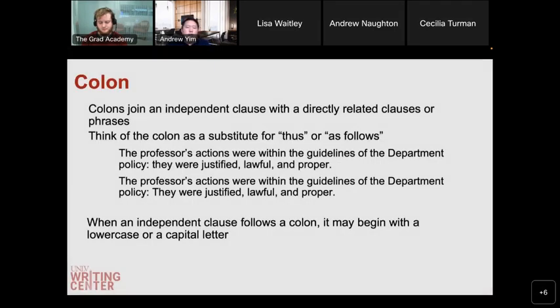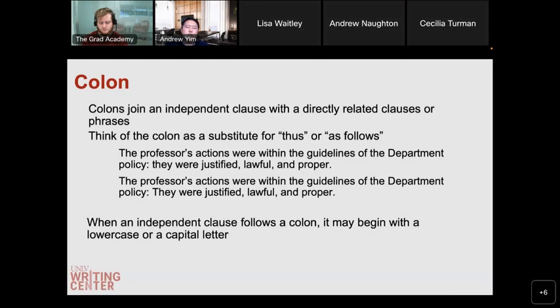So in addition to the semicolons we've talked about, we can also use colons in our overall paper. A colon is the two dots, and often you can use it as a substitute for "thus" or "as follows," or you can also use it for a sentence that is related to the previous sentence. So it can function like a semicolon.